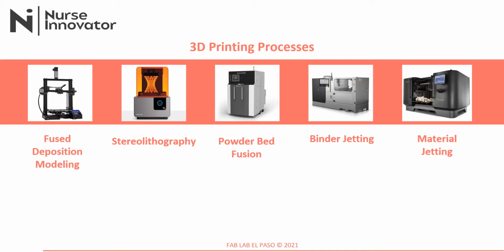In the previous video, we discussed how 3D printing works and the advantages and limitations of using additive manufacturing as opposed to traditional manufacturing. In order to really understand all the possibilities that 3D printing has to offer, we will now discuss 5 categories of 3D printing: fused deposition modeling, stereolithography, powder bed fusion, binder jetting, and material jetting.